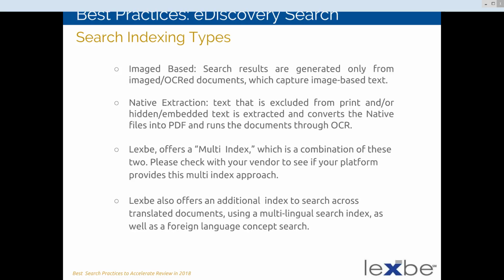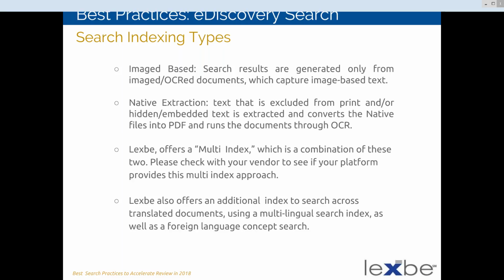To start with, we'll talk about the search indexing types. Generally, when I say search indexing, I mean the way that the platform that you're using processes the information in the documents at the time of ingestion into your various platforms. There are two types of search indexing. One is image-based, meaning that the search results are generated only from imaged or OCR documents that capture image-based text. These are your PDFs and your TIFF files that have text inside of them, and at the time of ingestion, your platform will be able to read them in a way that makes the text searchable.